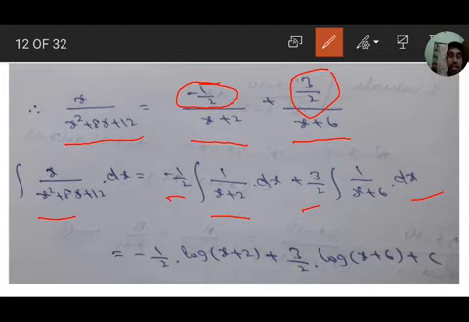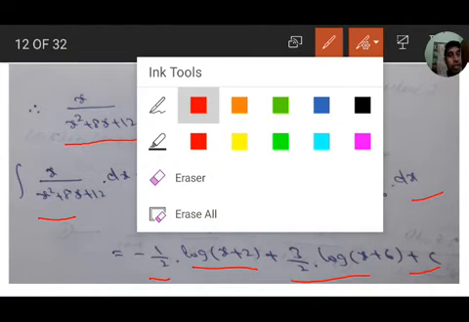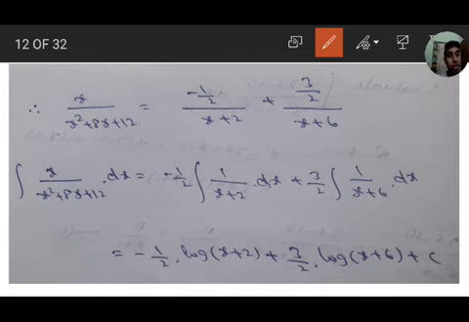Using the formula, integration 1 by (ax plus b) is 1 by a into log of (ax plus b) plus c. Here the a value in both the integrands is 1. So minus 1 by 2 into log of (x plus 2) plus 3 by 2 into log of (x plus 6) plus c is the answer. So the final answer is minus 1 by 2 log of (x plus 2) plus 3 by 2 log of (x plus 6) plus c.